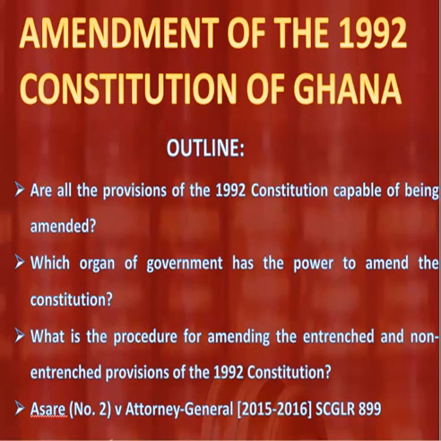Now, there are two key provisions in the Constitution I must draw to your attention if we have to fully discuss the amendment process of the Constitution of Ghana. These provisions are Chapter 25 of the 1992 Constitution, which is headed Amendment of the Constitution. And then we shall also look at Article 298 of the Constitution. These are two key provisions that are very helpful in the discussion of amendment of the 1992 Constitution.